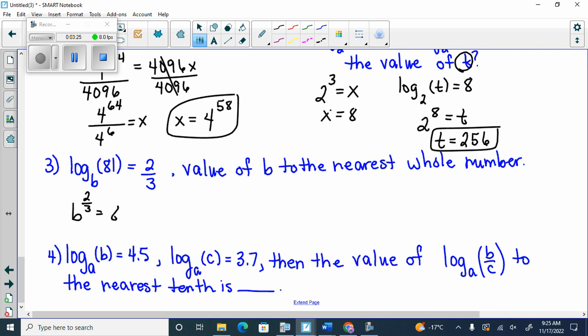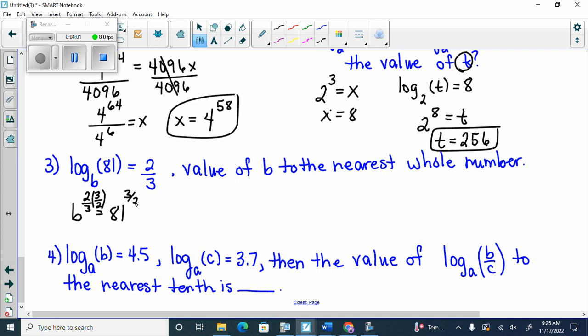How do I get rid of 2/3? Raise to the power of? 3/2, because when I multiply these, I should get a what? 1. I need a b to the 1, right? So that's why I multiply by the reciprocal, because 2/3 times 3/2 is what? Could you also square and then cube root? Would that be fine? Yep. Yeah, you could. So you'd have to undo this though, right? It would be the cube root of b squared, so you'd have to cube it first, then square root it. Like the opposite, yeah.